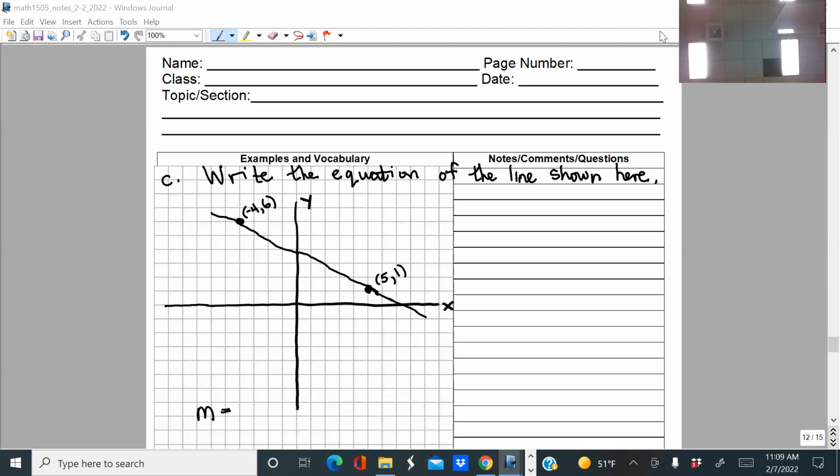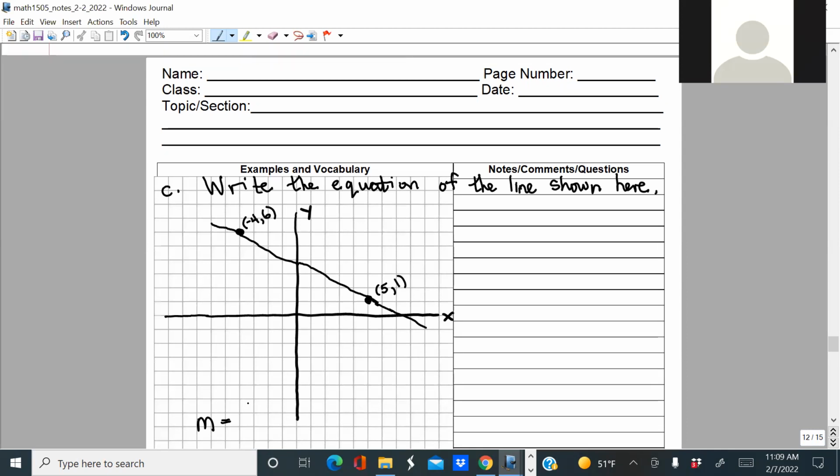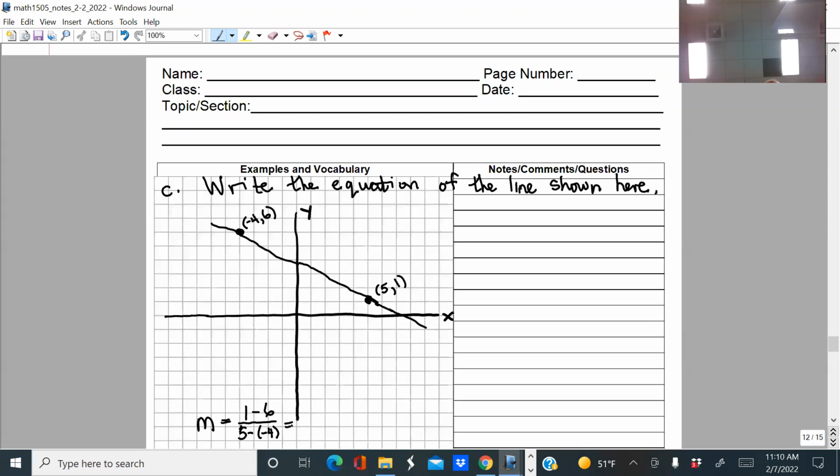Mohammed? What did you get? -5/9. -5/9? Okay. So let's see. You took 1 minus 6. Is that what you put in the top? I had 1 minus 6, and then 5 over what? Well, over 5 plus 4. Technically, 5 minus a -4, right? Which is 5 plus 4. Yeah. Okay. So that's perfect, Mohammed.